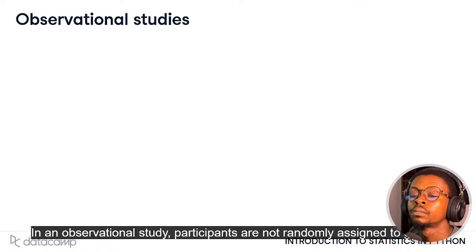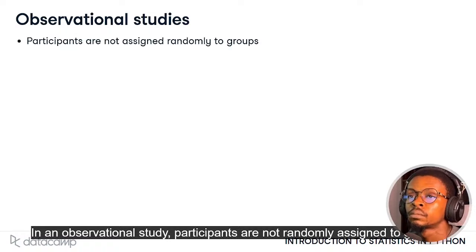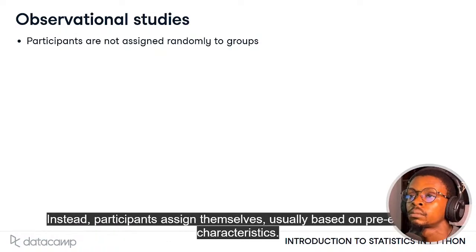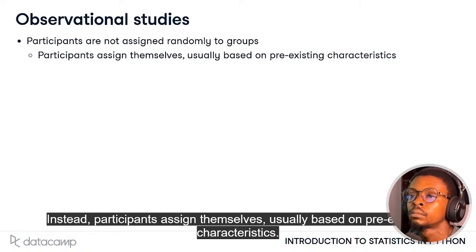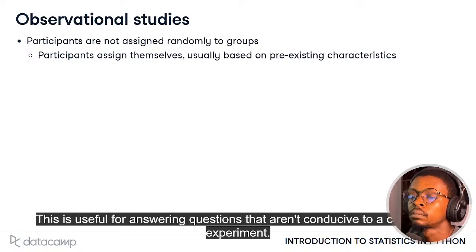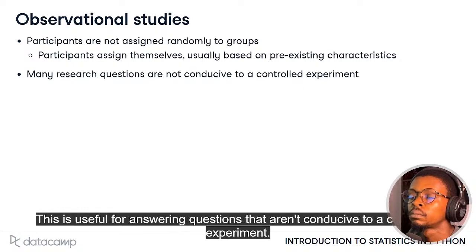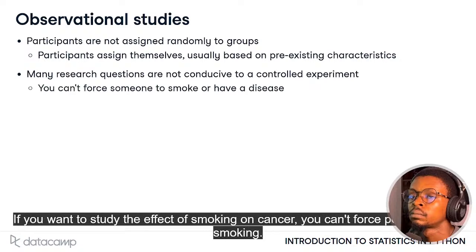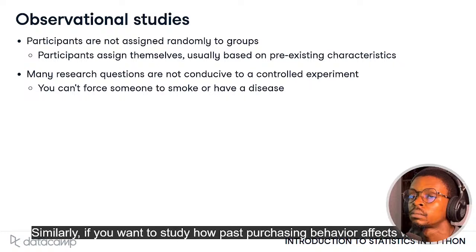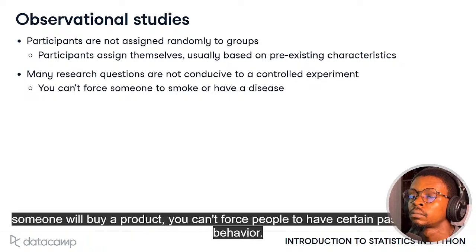The other kind of study we'll discuss is the observational study. In an observational study, participants are not randomly assigned to groups. Instead, participants assign themselves, usually based on pre-existing characteristics. This is useful for answering questions that aren't conducive to a controlled experiment. If you want to study the effect of smoking on cancer, you can't force people to start smoking. Similarly, if you want to study how past purchasing behavior affects whether someone will buy a product, you can't force people to have certain past purchasing behavior.